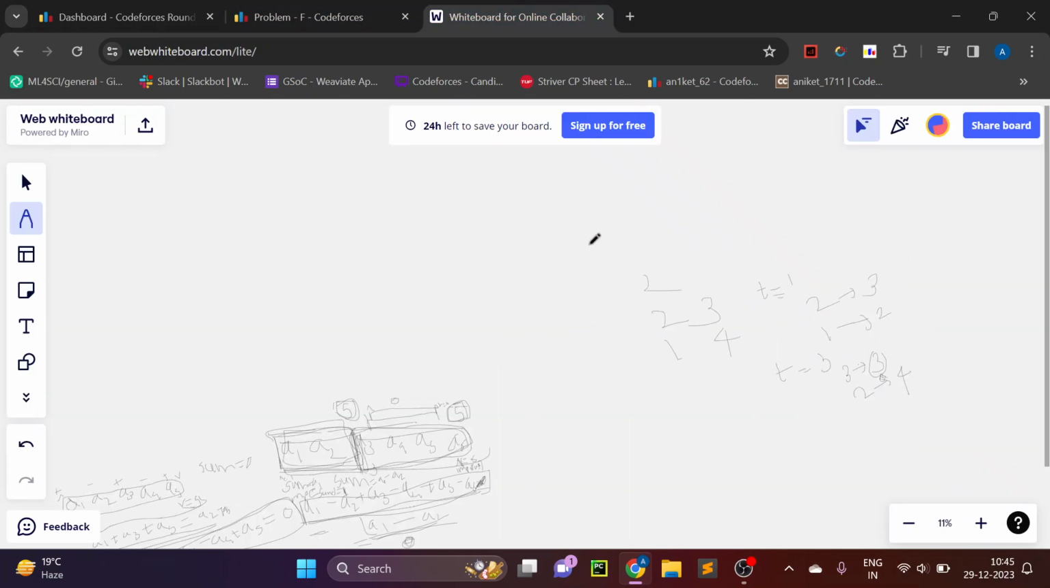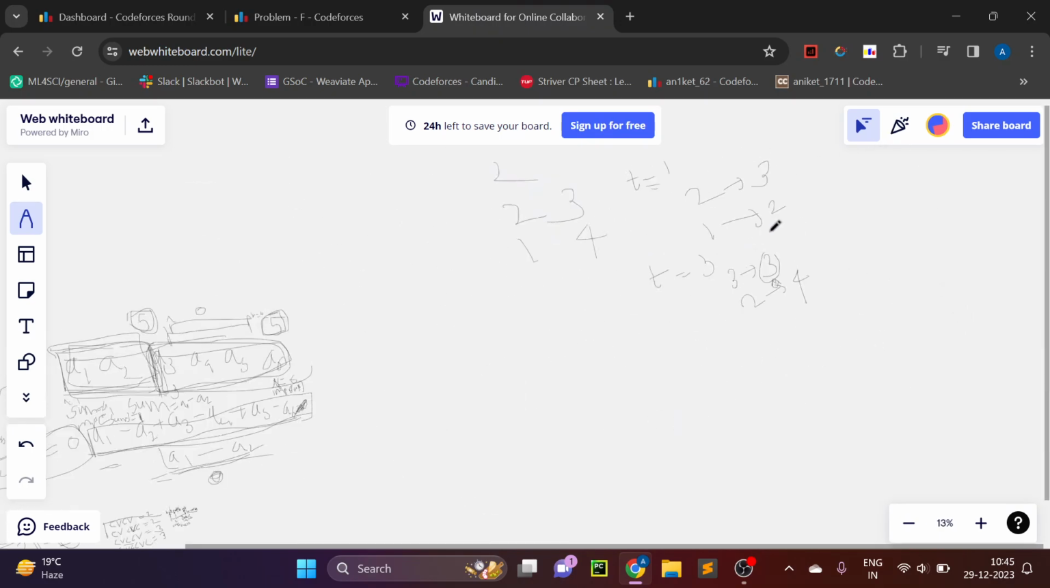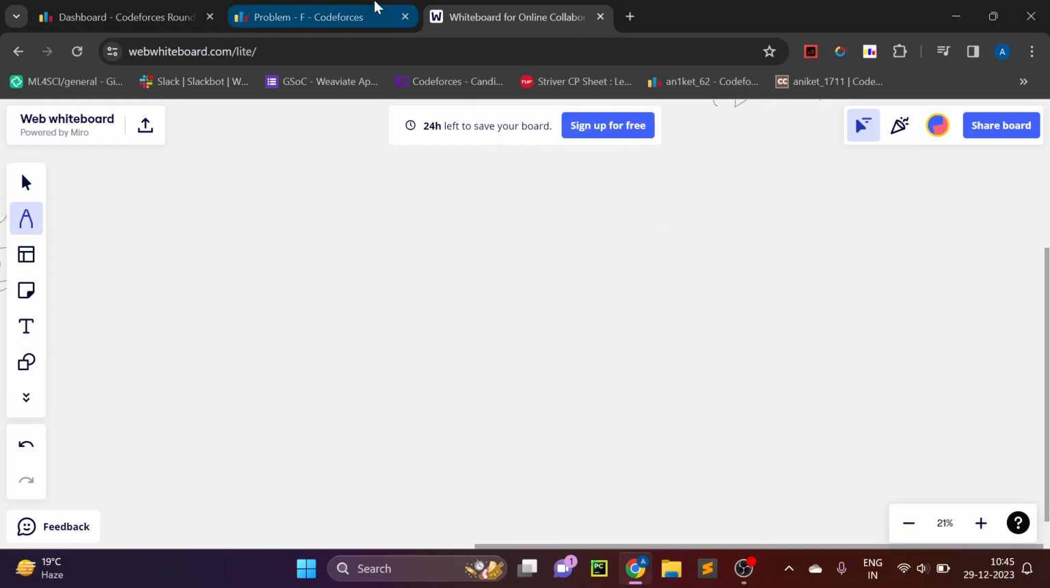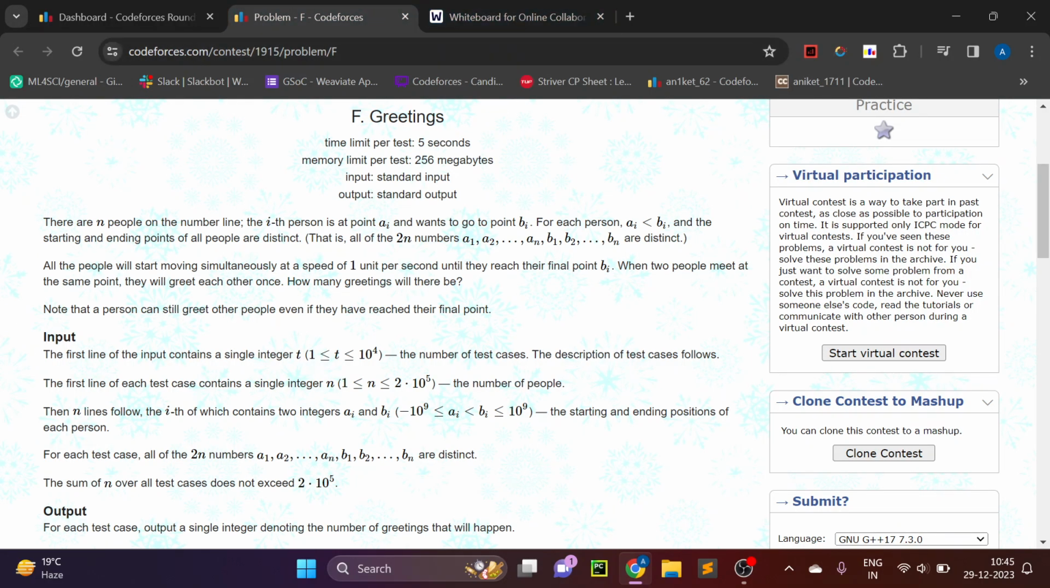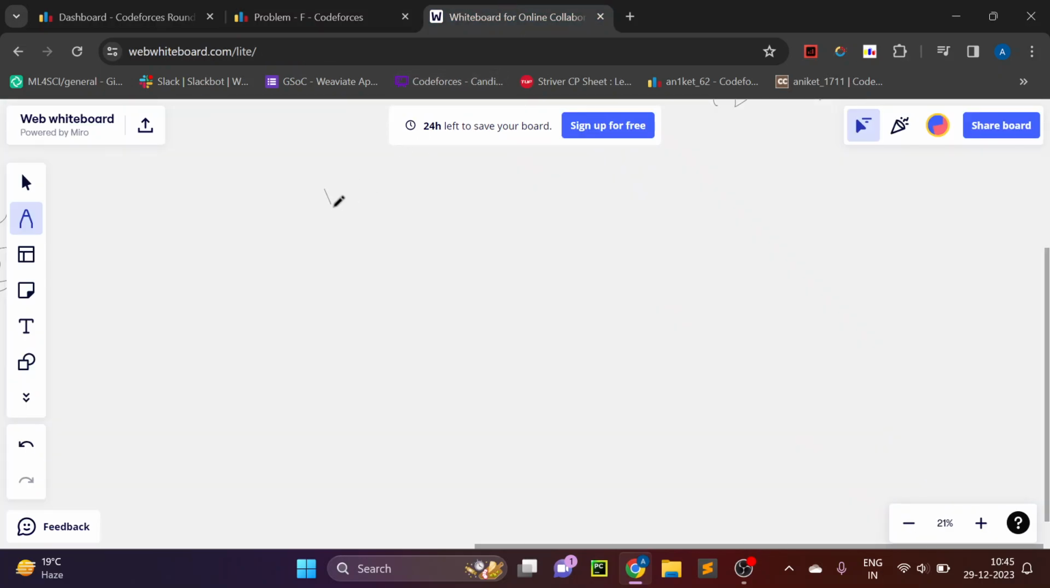Now there are basically three main observations over here. They have given that all the integers given are distinct. Now let's just take some example. Let's say I have taken 4 persons, and the starting positions of all persons are 1 2 3 4, and the ending positions might be anything. I'm trying to explain what the first observation is. Now all the people will move in parallel.